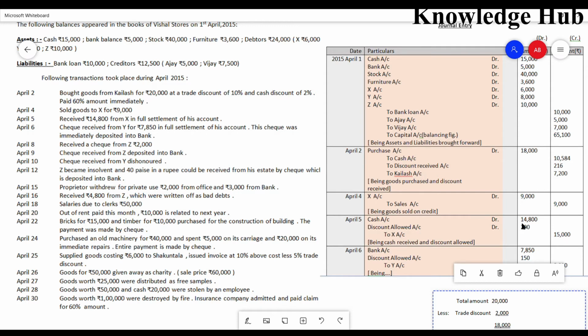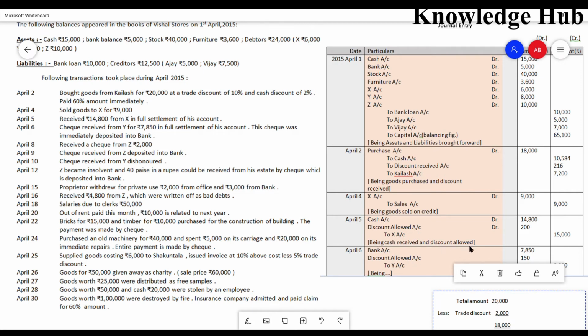But I have only received 14,800, whereas I was supposed to receive 15,000. So there's a difference of rupees 200 which I did not receive. That is an expense, a loss for the business. Being a loss, it's debited in the name of discount allowed account. So my final journal entry on 5th April stands at cash account debit, discount allowed account debit, to X's account. The narration is being cash receipt and discount allowed.